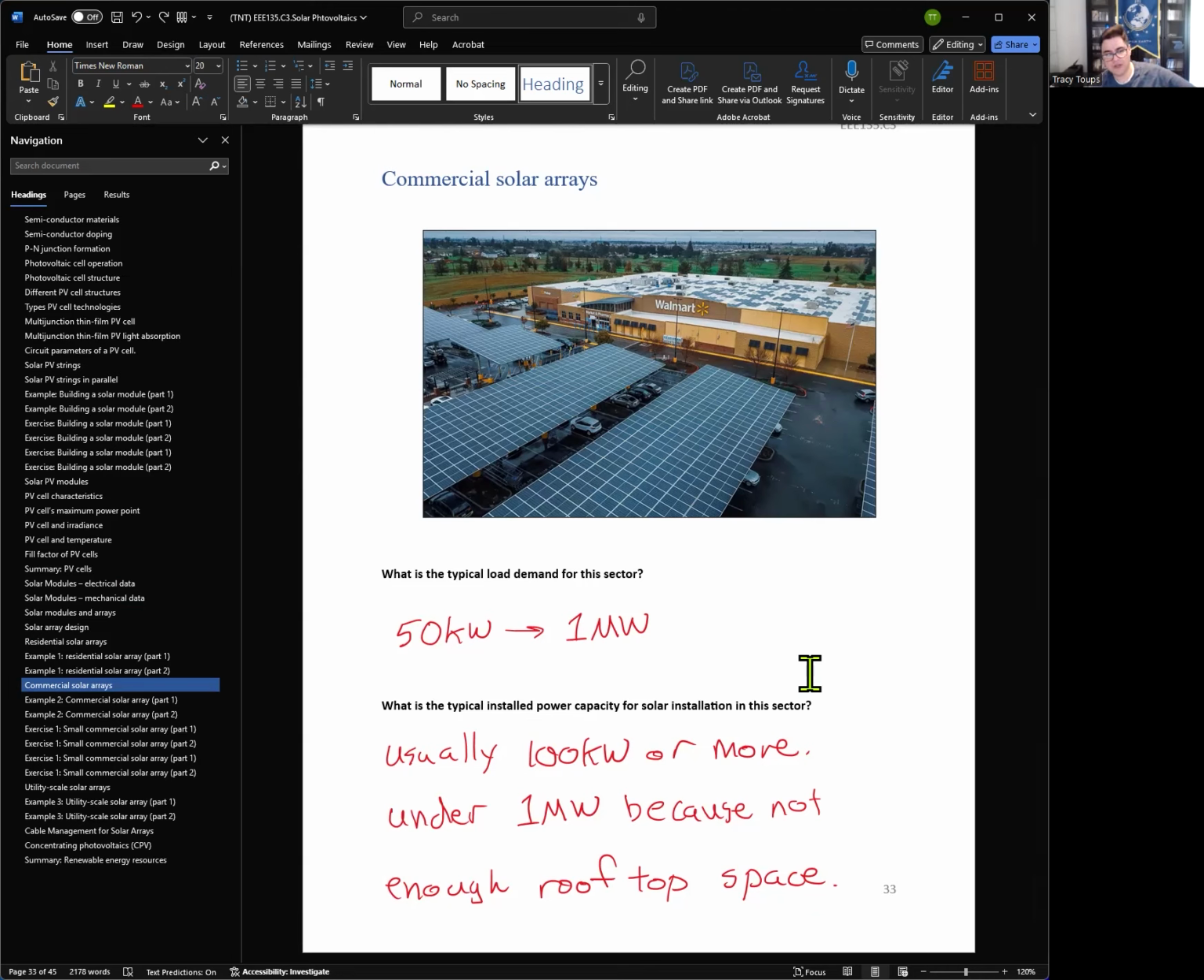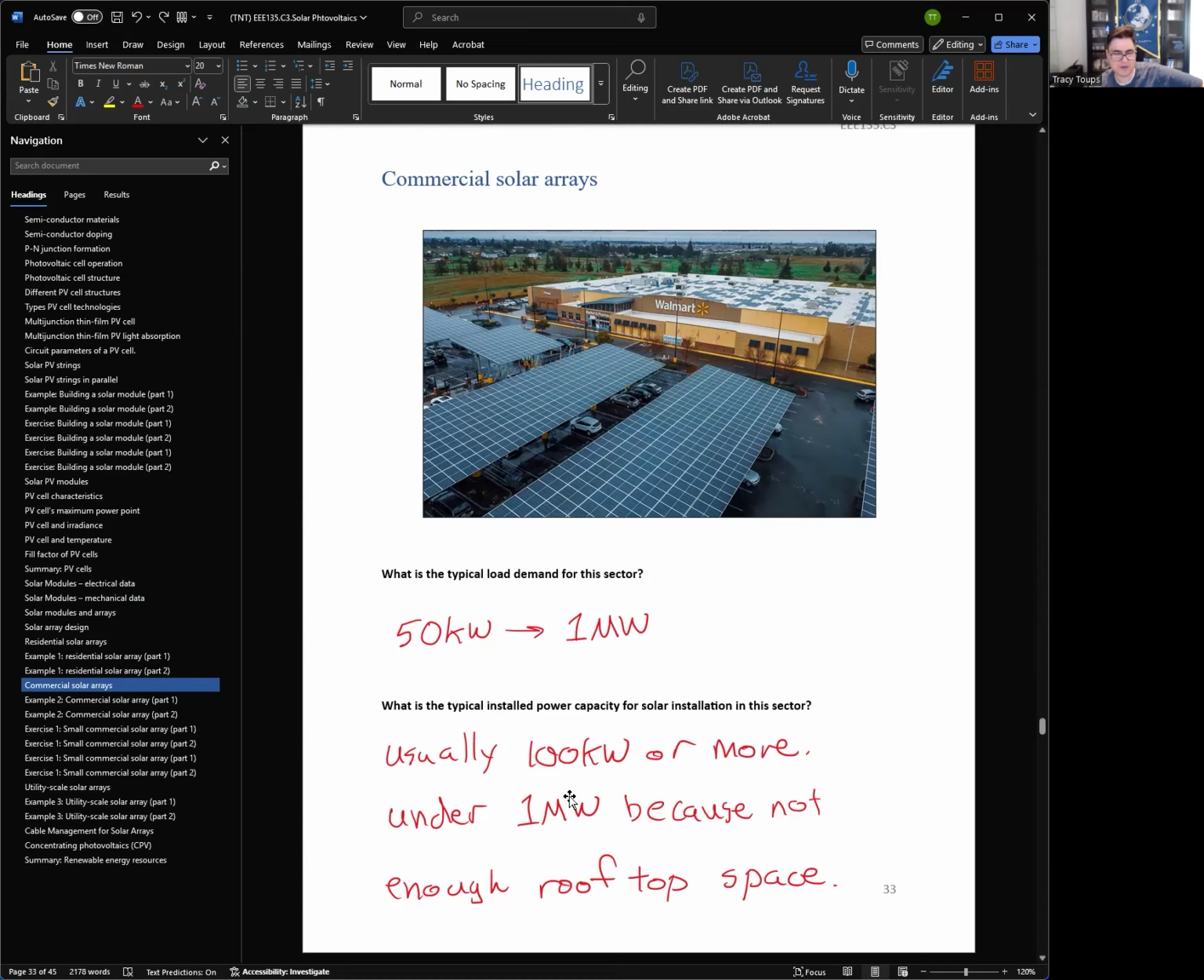A whole neighborhood probably takes about 1 megawatt worth of power. So that just shows you, think about your entire neighborhood versus one Amazon center. Okay. So what's a typical installed power capacity you want to install for this commercial sector? I've seen typically 100 kW or more. Anything below 100 kW, it's kind of like, is it worth the time to pay a consulting firm to design everything? So I've seen 100 kW or more.